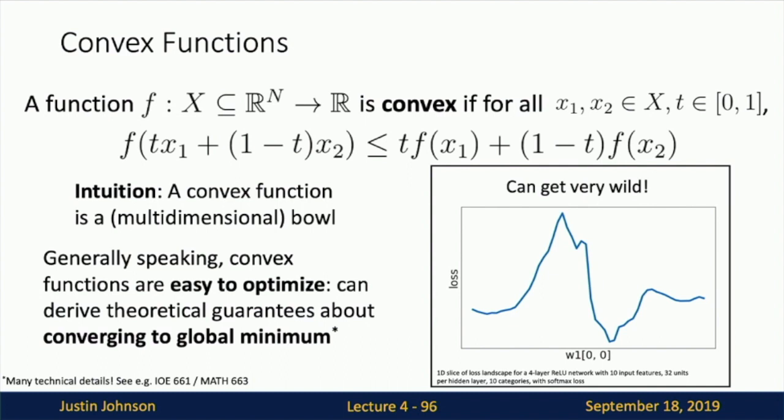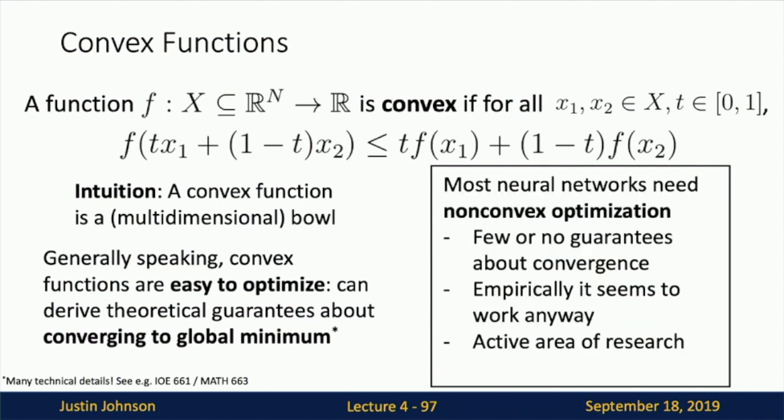And you could get these very, very wild types of slices of loss surfaces when we try to train deep neural networks. So the takeaway here is that neural networks rely on non-convex optimization. In general, the optimization problems that we are trying to solve when we optimize neural network systems and fit them to our data are non-convex optimization problems. And this is terrible news theoretically. We basically have no theoretical guarantees about convergence. We basically have no theoretical guarantees about anything. But empirically, it seems to work anyway, which is somewhat surprising.